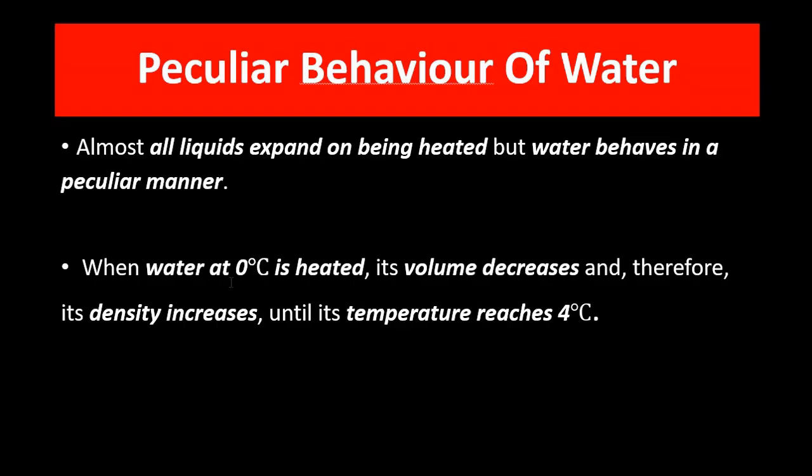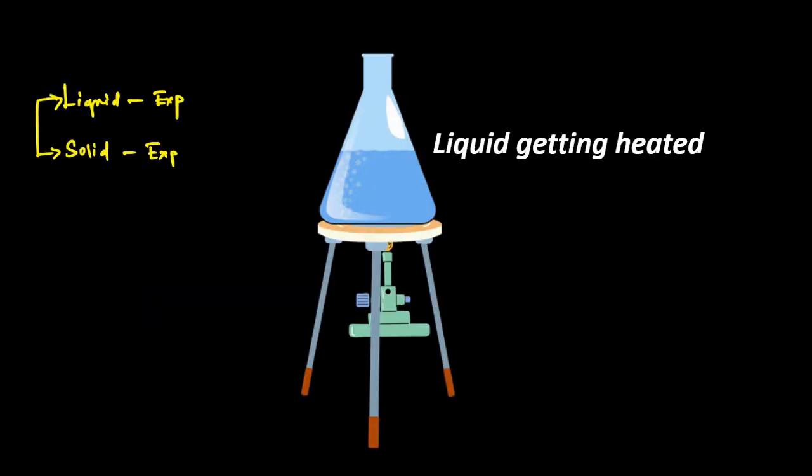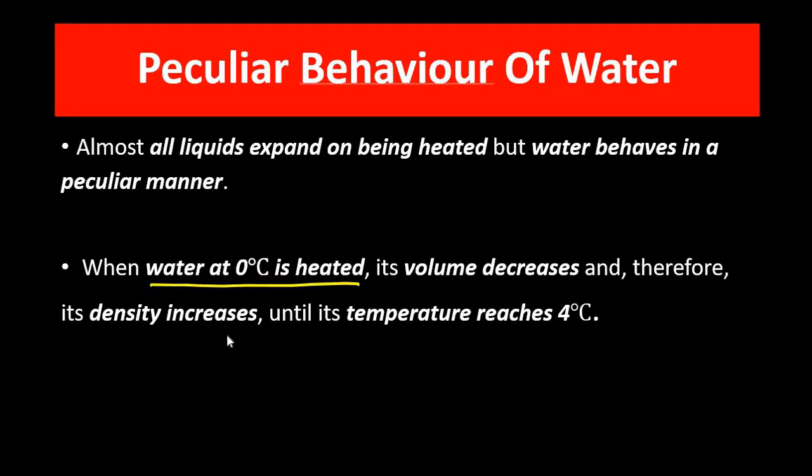When water at 0 degrees Celsius is heated, its volume decreases. Now as volume decreases, its density increases. When water at 0 degrees Celsius is heated, its volume first decreases, and as a result of it, density increases, because density is equal to mass by volume. As volume decreases, density will increase.